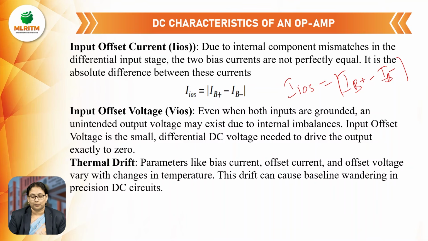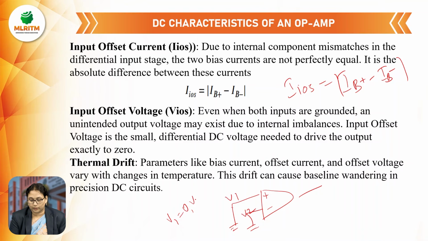Coming to input offset voltage. Similarly to input offset current, there are some voltages. Even when both the input voltages are grounded, meaning V1 is equal to 0 and V2 is equal to 0, there exists some voltage. So that small difference voltage is called the input offset voltage.